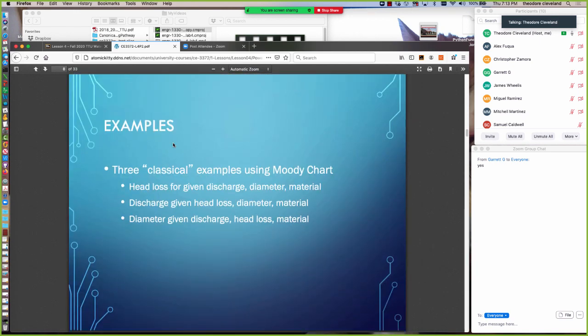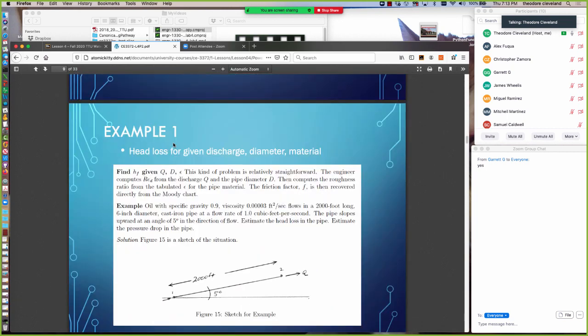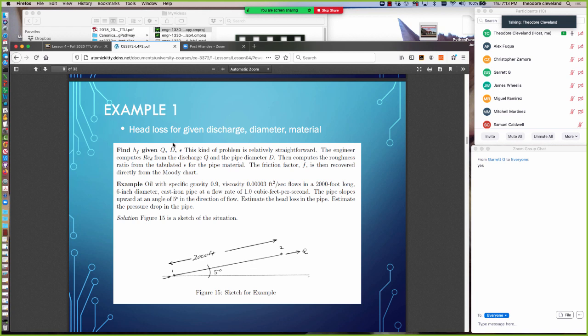The three classic examples of the Moody chart, I'm going to go through these rapidly, mostly by way of review. Here's one of them, which is to calculate head loss given discharge, diameter and material. In this case, the head loss is determined first by computing the Reynolds number from the discharge and the pipe diameter. Then we compute the roughness ratio from the tabulated roughness height for the selected material. And finally, we recover the friction factor from the Moody chart.